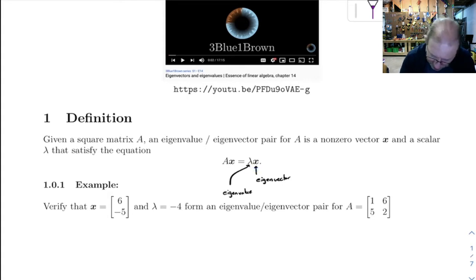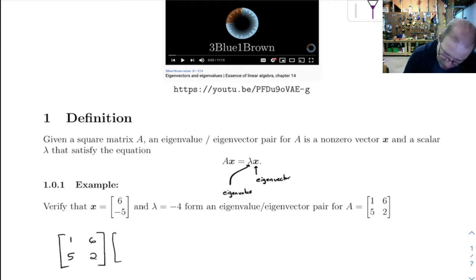So let's look at an example down here. This example says, verify that this and this form an eigenvalue-eigenvector pair for this matrix. To verify that, we've got to multiply A times x, and we've also got to multiply lambda times x, and we should get the same answer. So let's write those down here. Over here we get [[16, 5], [2]] times [6, -5]. And over here we get -4 times [6, -5].